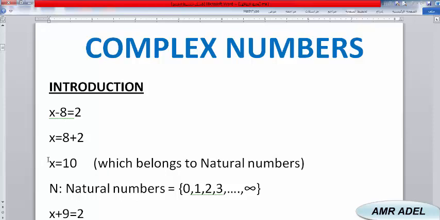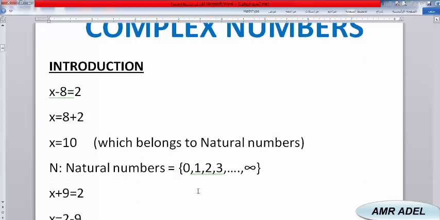What are the natural numbers? Okay, simple, it is all the numbers but positive. From 0, 1, 2, 3 up to infinity. Any numbers, but they must be without a point. For example, 3, 5, 6, 10, any numbers.